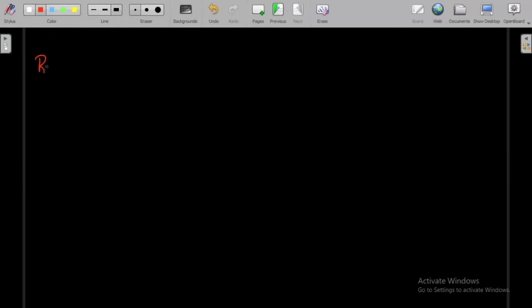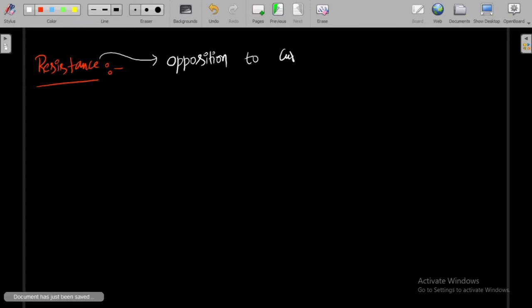We will start with the resistance. We know this already, we have seen the definition many times, so I don't want to repeat it again. Resistance is just the opposition to the flow of electrons, or we can say that it has opposition to current. Simply, resistance is the opposition to the flow of current.